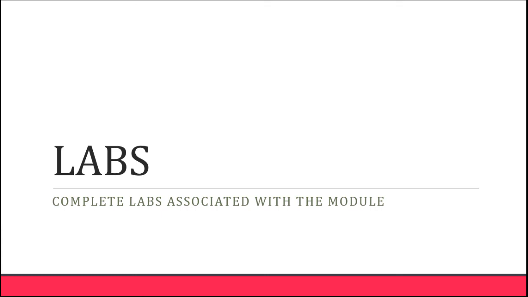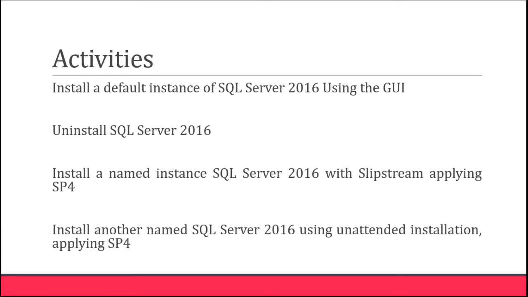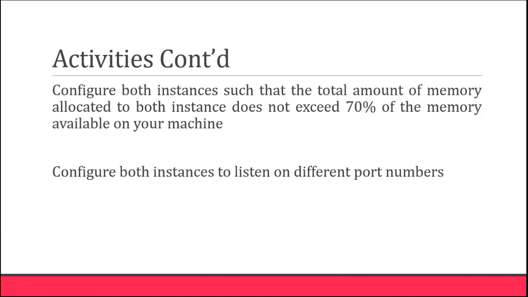So thank you for your time. If you want to participate in certain activities which some of the people who went through this class participated in, you can install a default instance of SQL. It can be a new version, 2019. Install a named instance with Slipstream, applying Service Pack 4, and then install another instance and just practice those activities. These are key activities for a DBA.